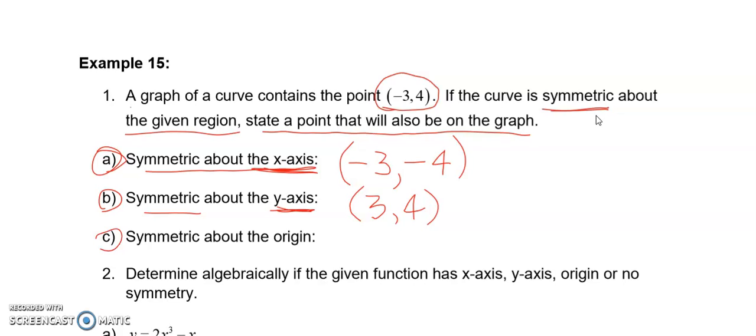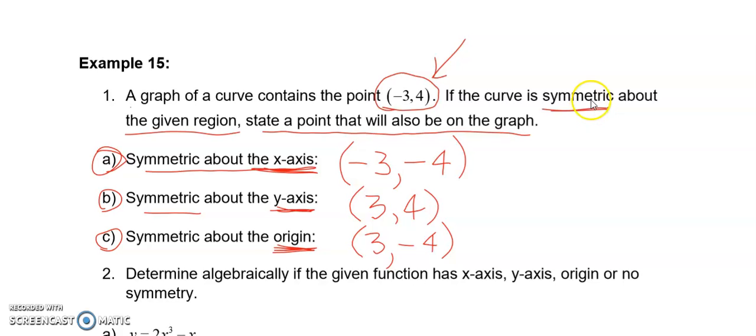And finally, for part C, what about if your curve was symmetric with respect to the origin? All right, well, to come up with another point that must also be on the curve, just take your original point right there, change the signs of both coordinates, so that would become +3 and -4. All right, so that's a very simple type of question. There's no real workings to that. You just have to remember which coordinates to change the sign of.